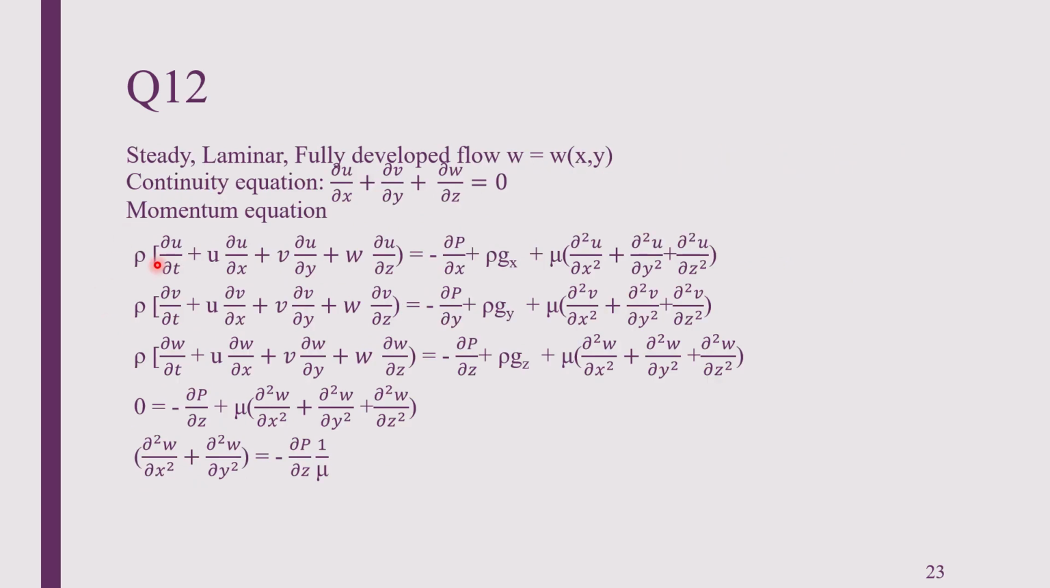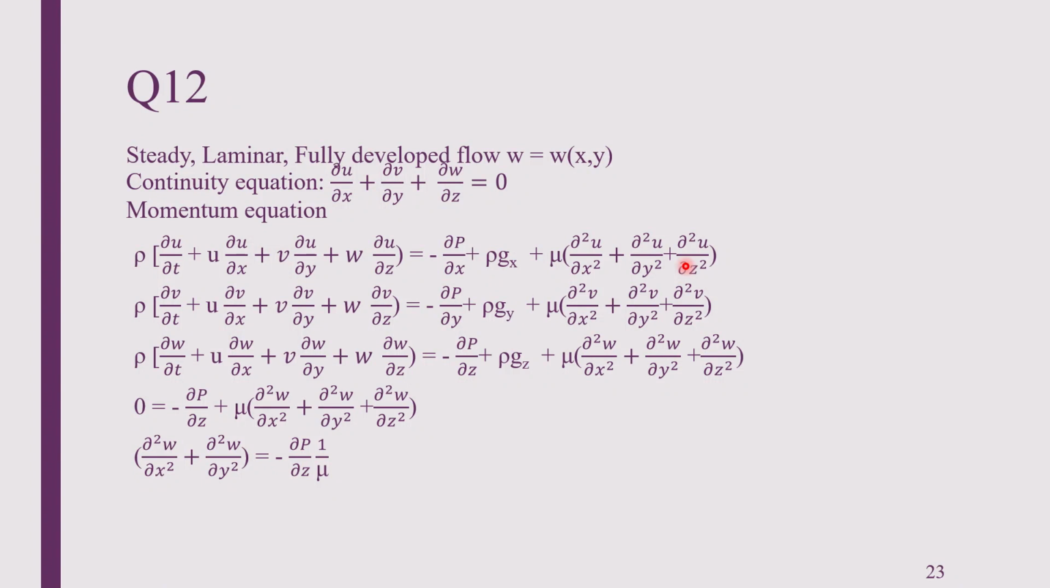So here we have the u component: rho (∂u/∂t + u ∂u/∂x + v ∂u/∂y + w ∂u/∂z) is equal to minus ∂p/∂x plus rho gx plus mu ∂²u/∂x² plus mu ∂²u/∂y² plus ∂²u/∂z² is left.